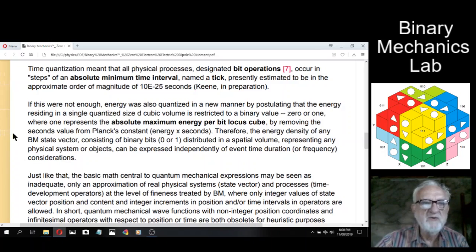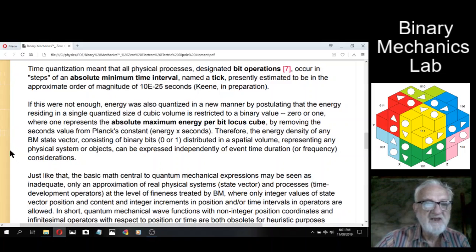If this were not enough, energy was also quantized in a new manner by postulating that the energy residing in a single quantized size d cube volume is restricted to a binary value 0 or 1, where 1 represents the absolute maximum energy per bit locus cube, by removing the seconds value from Planck's constant, which is a product of energy times seconds. The symbol d for length or size is now referred to in later literature with a capital L, and it's a primary length constant. Therefore, the energy density in any binary mechanical state vector consisting of binary bits 0 or 1 distributed in a spatial volume representing any physical system or objects can be expressed independently of event time duration or frequency considerations.